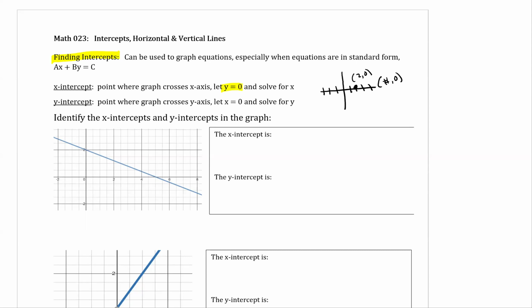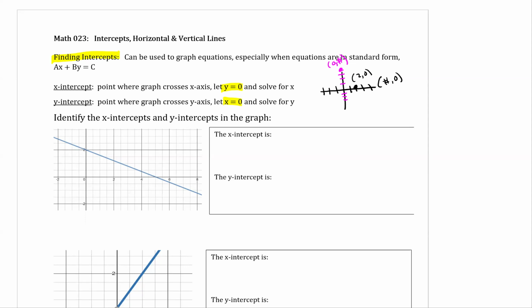The y-intercept is the point where the graph crosses the y-axis. Let x equal 0 and solve for y. Again, if you're thinking logically, any point on the y-axis has an x value of 0. You go over 0 and then up or down a value. So if you forget where to substitute in 0 for x or y, just draw yourself a picture and think, all right, anything on the x-axis has a y value of 0. Anything on the y-axis has an x value of 0.